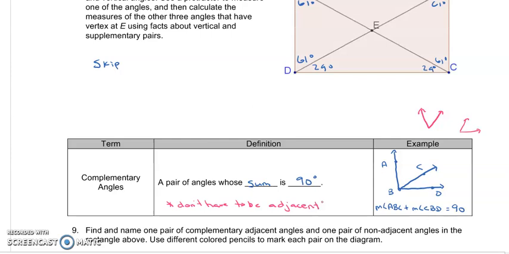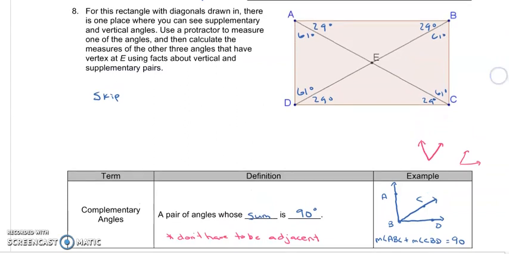All right, so number 9 is going to have us play with that rectangle that we had up above. And they want us to find two angles that are complementary and adjacent. Something like this angle here and this angle here. Those two angles add up to 90 degrees. Now they also want us to come up with a set of non-adjacent angles. And this is why I gave you the measurements. So let's say I pick this 61-degree angle here. I could pick this 29-degree angle way over here. They're definitely non-adjacent. They don't touch, but they do add up to 90 degrees.